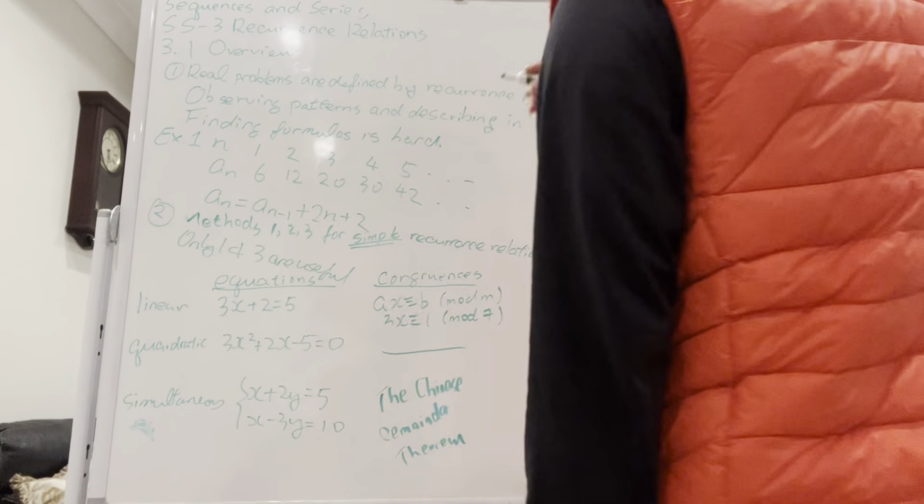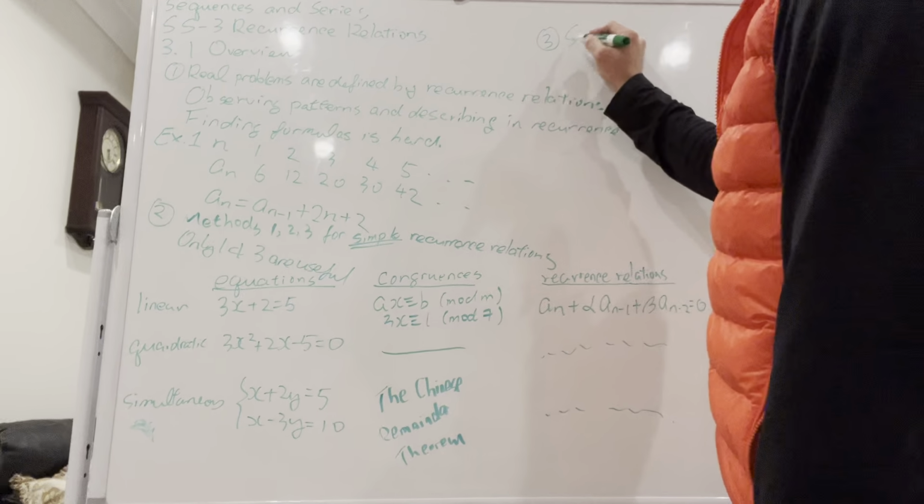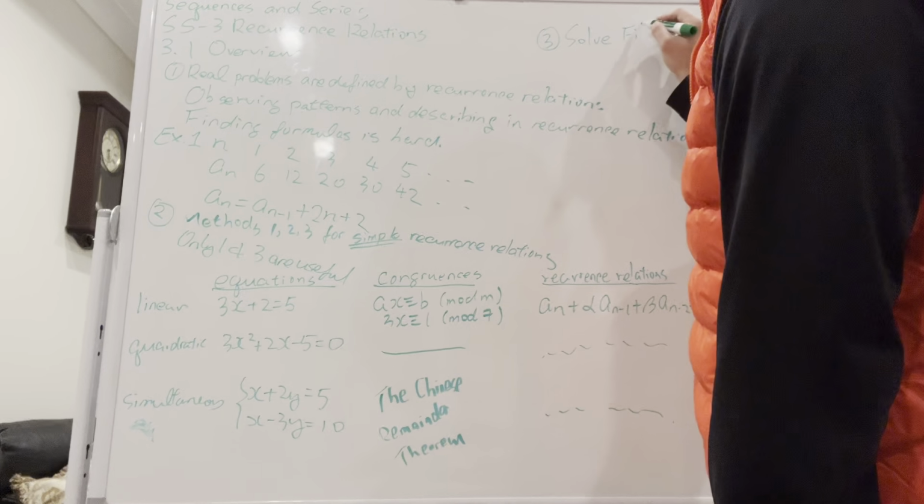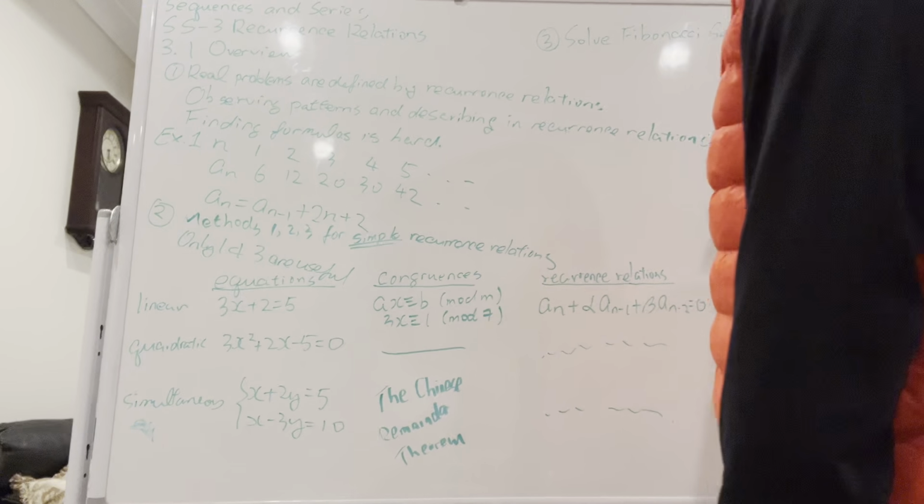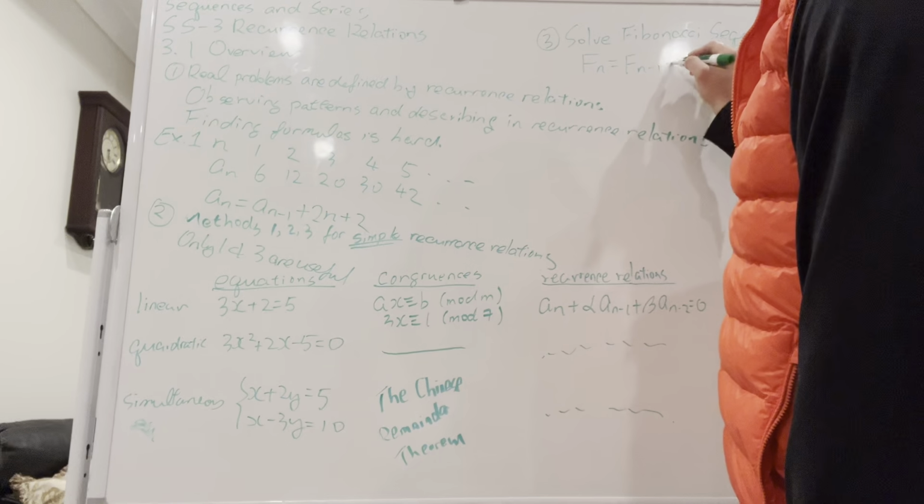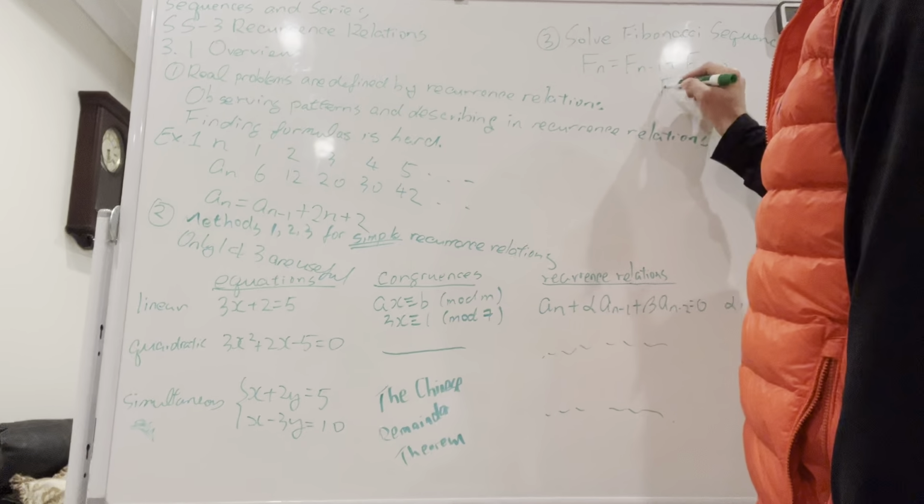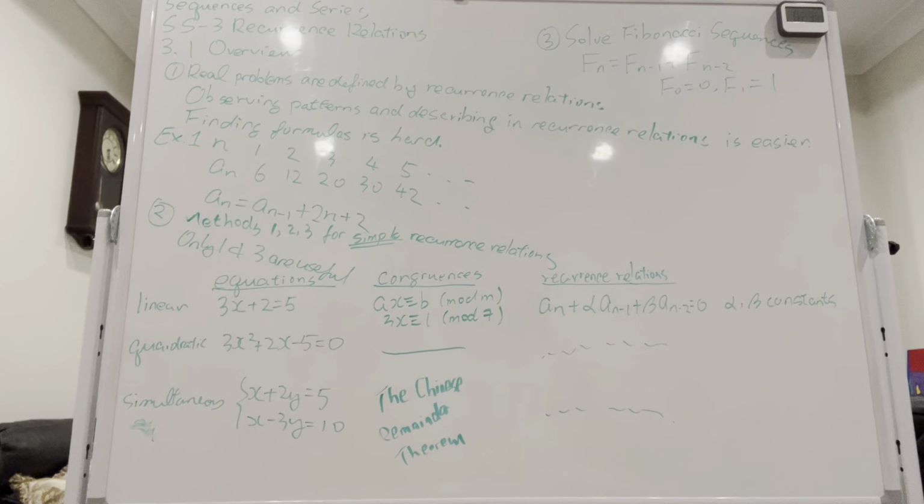Okay, so 1, 2, and I promise the third one. What I consider to be the finale of this year's class is we're going to solve the Fibonacci sequence. Remember, the Fibonacci sequence is Fn equal to the sum of the previous two. The first one is 0, and then the second one is 1. That's called the Fibonacci sequence. With that, I'll give everyone 20 seconds to copy this down, and then we begin the real class.